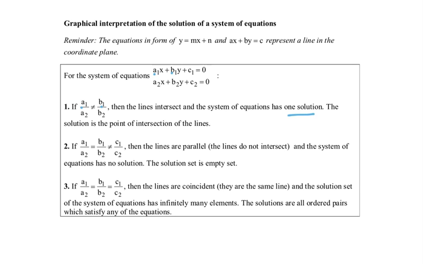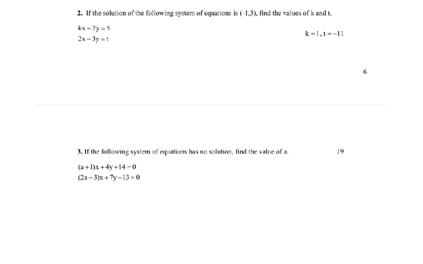Also we can see sometimes the lines are parallel, or they could be coincident, the same line, in which case the first part is the same. The key difference is that the constant terms, which is the vertical shift, is not equal if they're parallel. So let's keep that in mind and see how we go with these three questions.